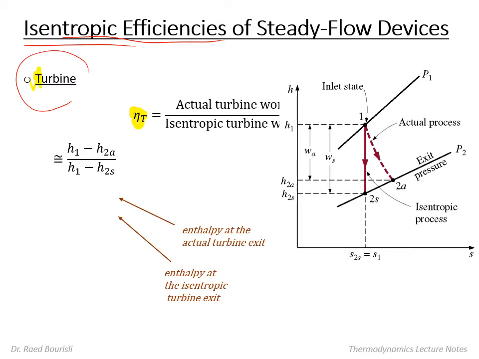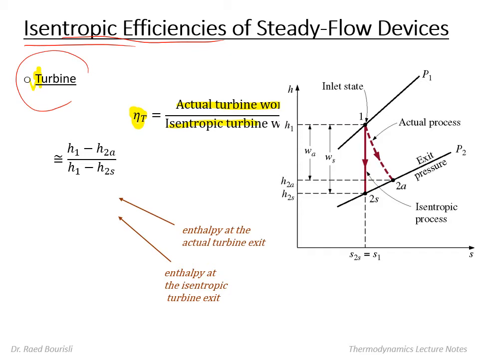And this will be the actual work output for my actual. Sorry, this is hidden by the picture. This is the actual work output divided by the isentropic turbine work output. Of course, the isentropic turbine work output has no irreversibility, so this gives me the maximum. Meanwhile, the actual turbine work output is less than that.